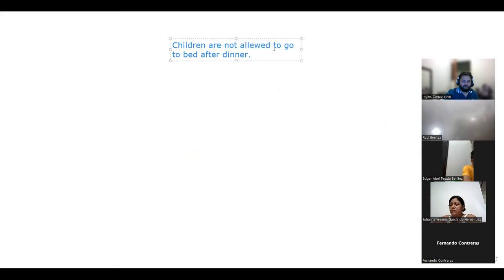No, you need to put it in there. Are not allowed to go. No, you need to, this is a verb, you need the preposition to in between, okay? So yeah, you need to put it in there.